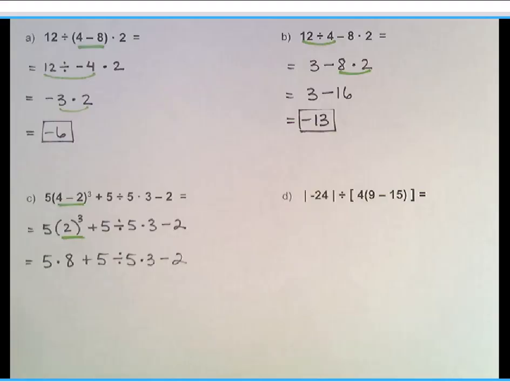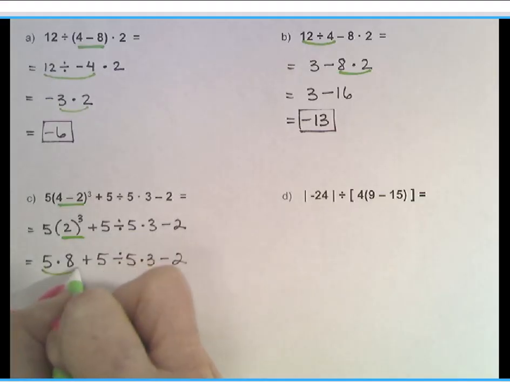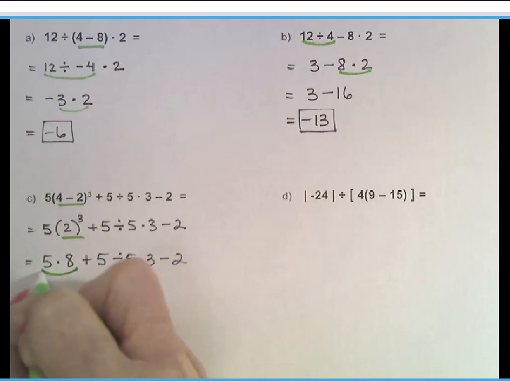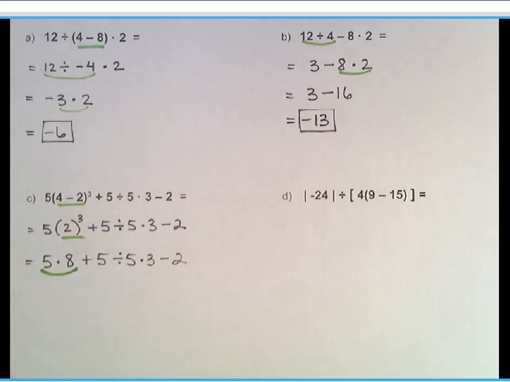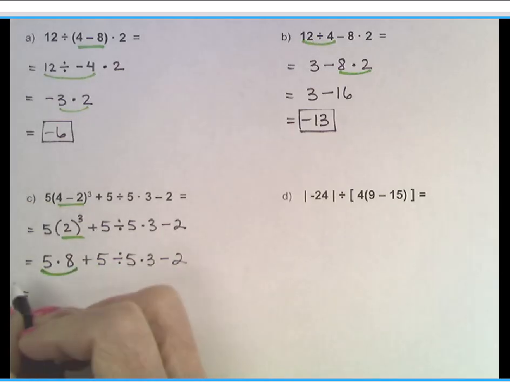Okay, now I did my parentheses, I did my exponents. Now I'm going to do the MD part from left to right. I cannot emphasize it enough. So we're going to do this first. That's multiplication. So that's going to be 5 times 8 is 40.